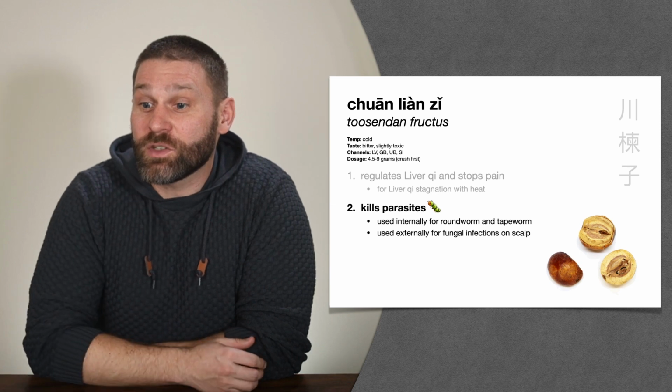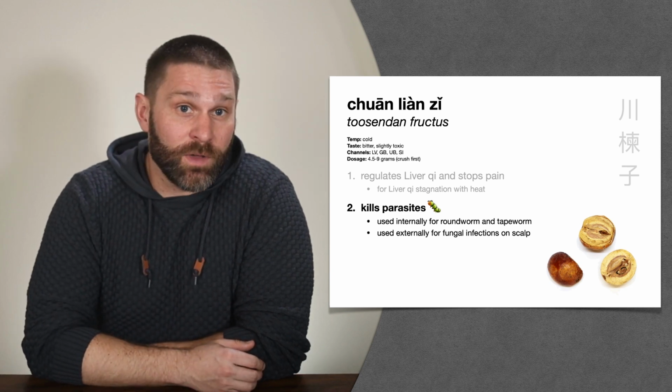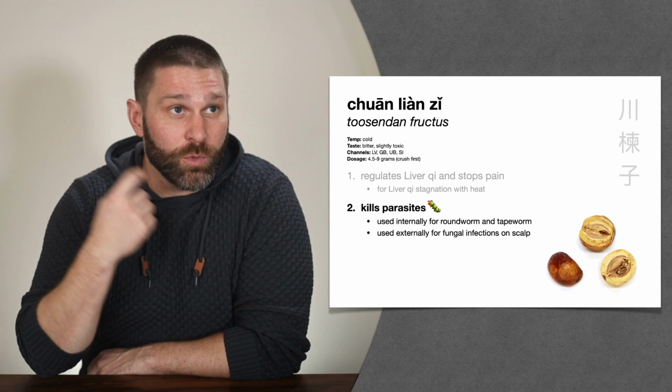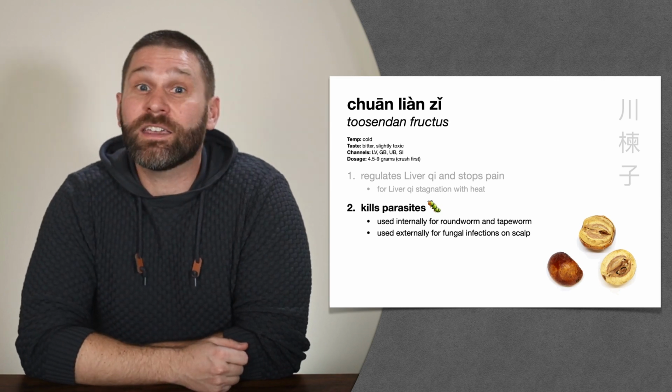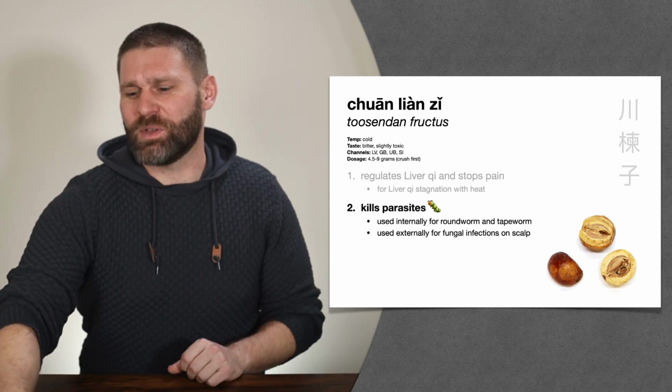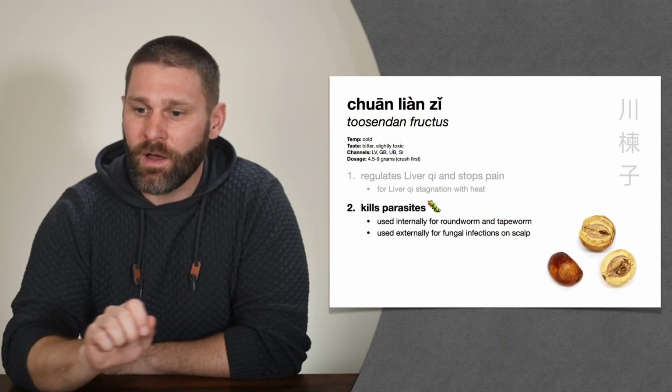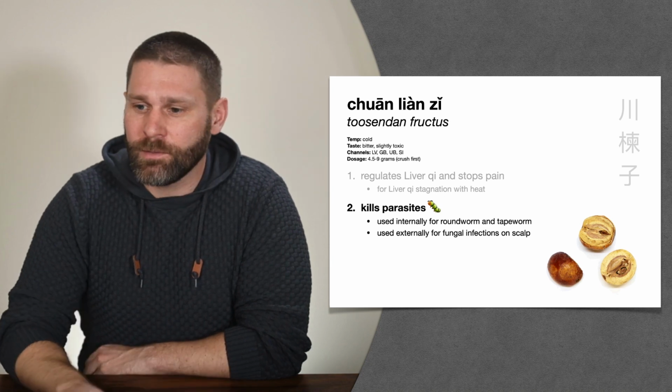However, Chuan Lien Zi can also be used externally for fungal infections on the scalp. I think the term we use here is tinea capitis. A lot of times people will use the term tinea, and people will ask me, what is tinea? Tinea is a fungal infection. I think the one you're probably most familiar with is athlete's foot. That's tinea pedis, tinea on the foot. But you can have tinea in other places as well, like in the groin, in the armpits, or in this case, on the head. So this is good for fungal infections on the head.